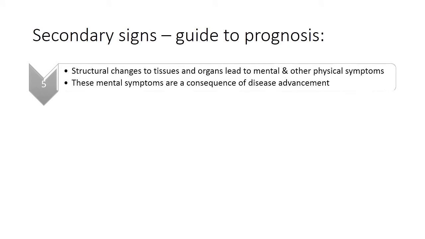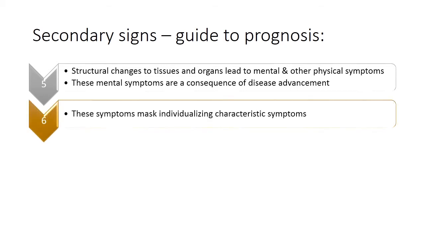The next thing we want to look at is secondary signs, because secondary signs arise after structural changes have taken place, and they can be a good guide to prognosis of the case. Structural changes to tissues and organs can lead to mental and other physical symptoms. A person may feel dejected because he is losing his earning because of his reduced physical capacities as a result of the structural changes. These mental symptoms are a consequence of the disease advancement, so that must also be taken into consideration.